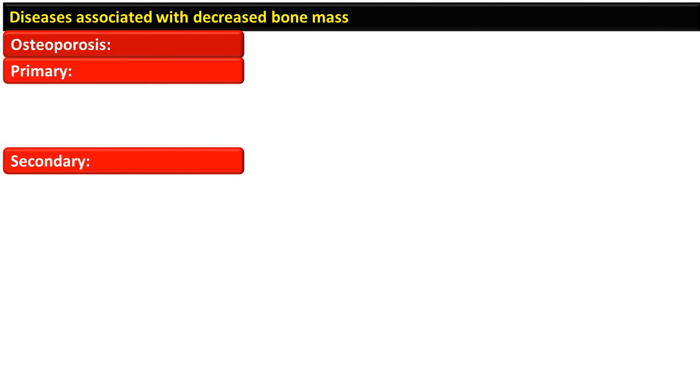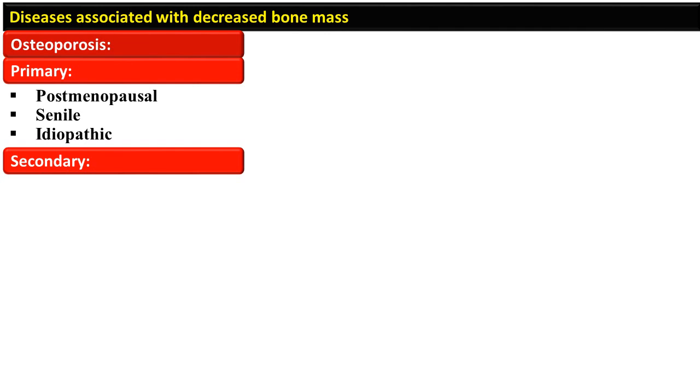Primary osteoporosis is the more common variety and is of uncertain origin, and principally it occurs in postmenopausal women and elderly people. When it occurs in postmenopausal women, it is termed type 1, and when it occurs in elderly people, it is termed type 2 osteoporosis. Secondary osteoporosis: we label it as secondary when it is associated with a defined etiology.